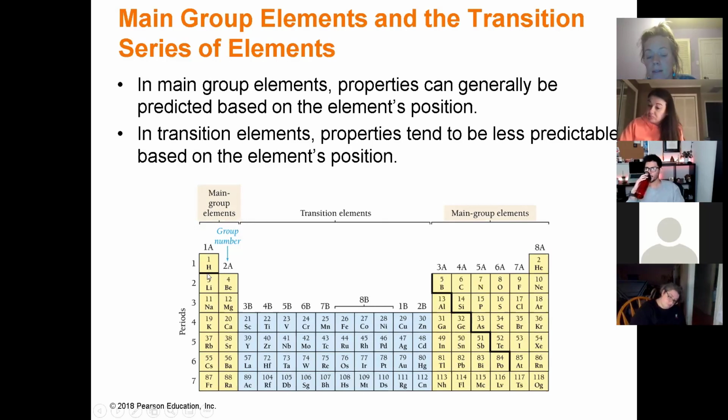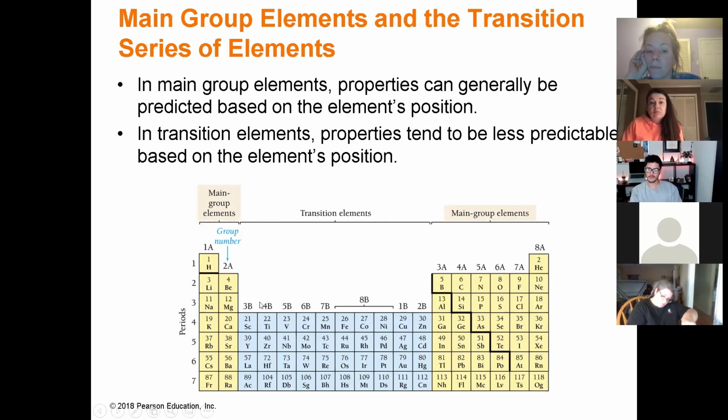So everything in this first column here behaves outside of hydrogen. Hydrogen kind of does its own thing. But like lithium, sodium, potassium, rubidium, cesium, they all do a very similar thing. Everything in column 2, again, they behave similarly, so on and so on.